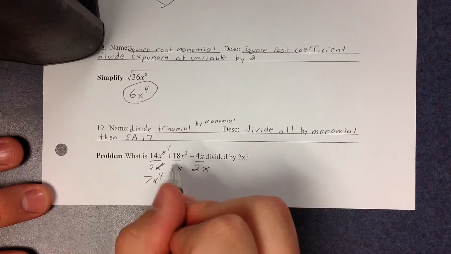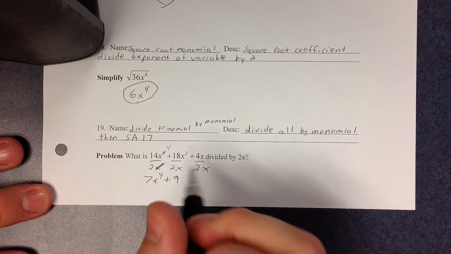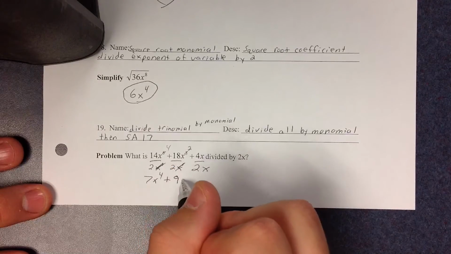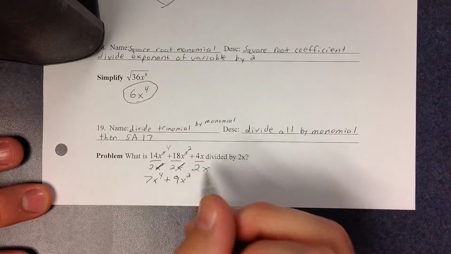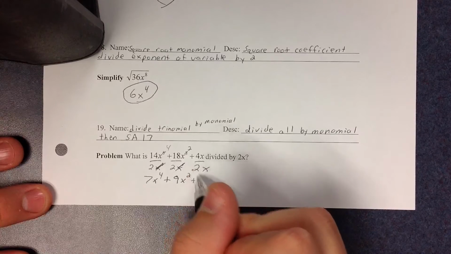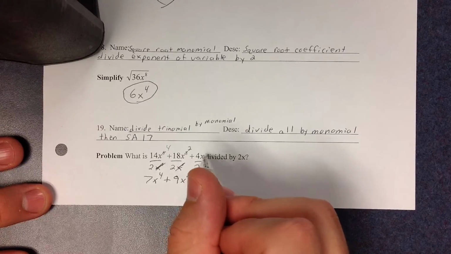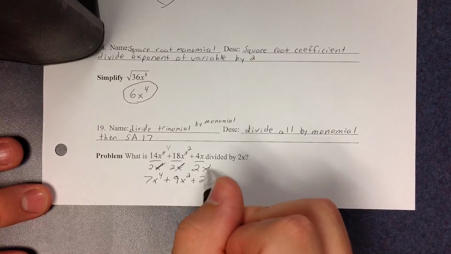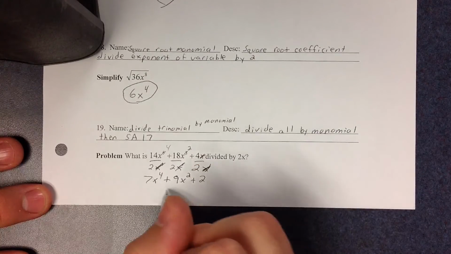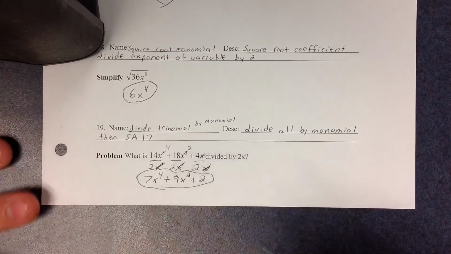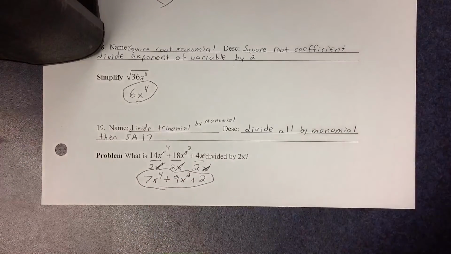plus 18 divided by 2 is 9. Again, I could cancel out 1x, which in this case leaves me with 2, so x squared, plus 4 divided by 2 is 2. Now, there's 1x on top and 1x on bottom. So they completely cancel each other out, and we're just left with 7x to the 4th plus 9x squared plus 2.